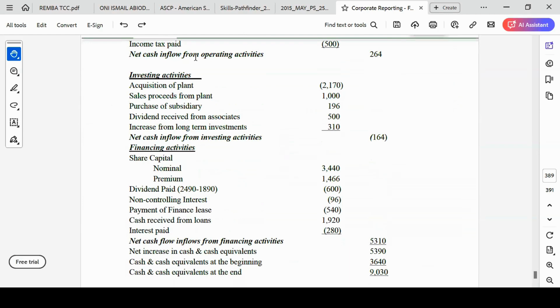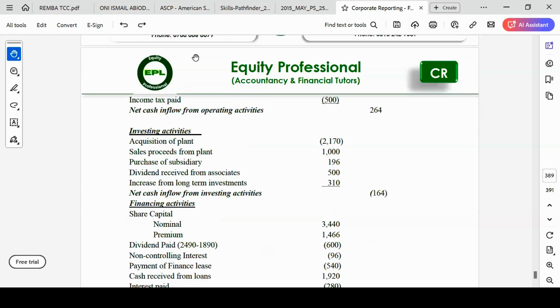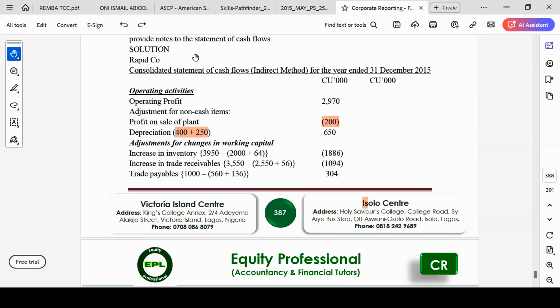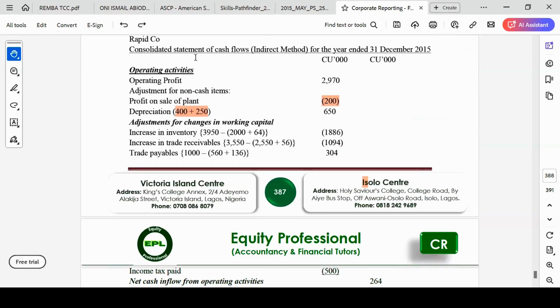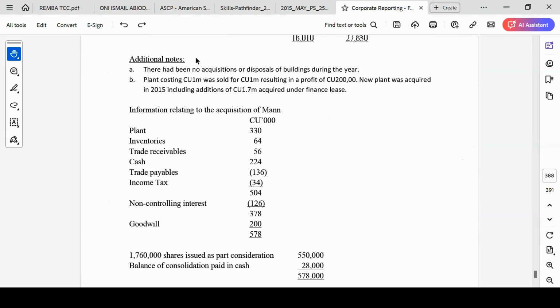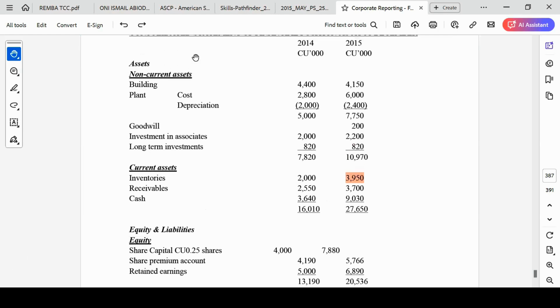We are done. Acquisition of plant, sale proceed from plant, 1,000. All right. Now, let me show you what I was saying the other time. Sale proceed of plant minus 2,170 plus 1,000 will give me minus 1,170. Abi? And then minus 200. That should give me 1,370. It means there must have been an addition by 1,370 on my plants.